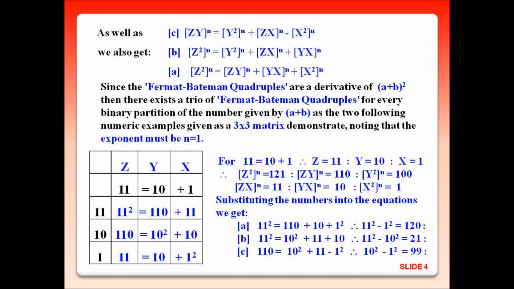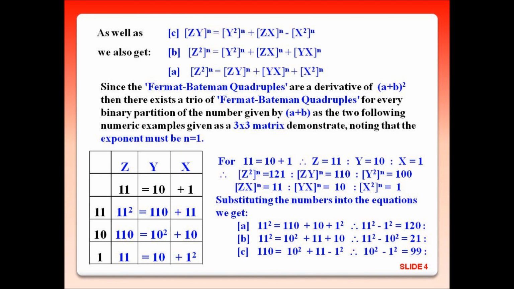As well as equation C, we also get two more equations, A and B. Since the Fermat-Bateman quadruples are a derivative of a plus b all squared, then there exists a trio of Fermat-Bateman quadruples for every binary partition of the number given by a plus b, as the two following numeric examples given as a 3x3 matrix demonstrate, noting that the exponent must be n equals 1.